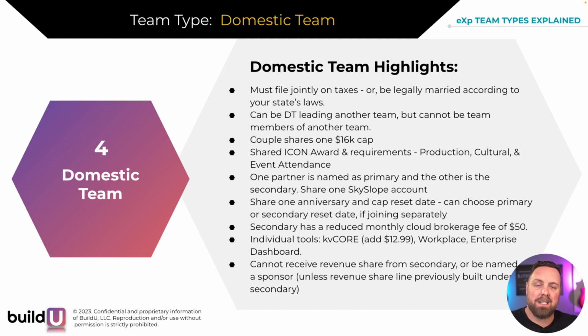Okay, so on a domestic team, you're going to have one primary and one secondary, and you're going to share one anniversary date and one cap reset date. You're going to share one SkySlope and one KV Core. The secondary does have a discount on their monthly fee. Instead of $85, it's going to be $50 per month. Now you can add another KV Core account. It's $12.99. You're going to have individual tools like Workplace, Enterprise Dashboard, etc.